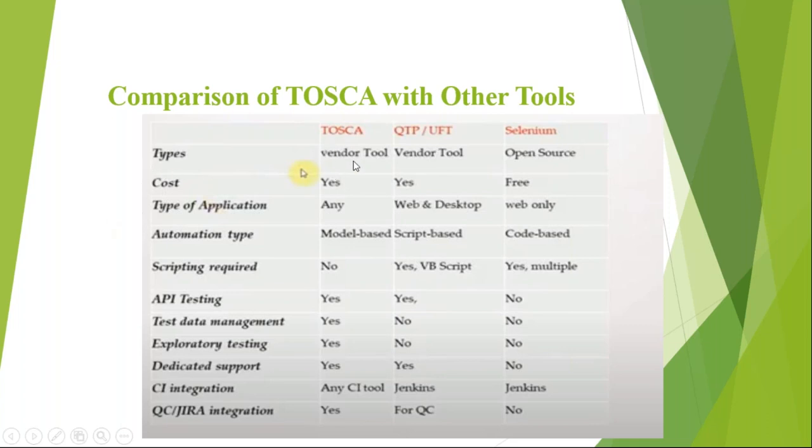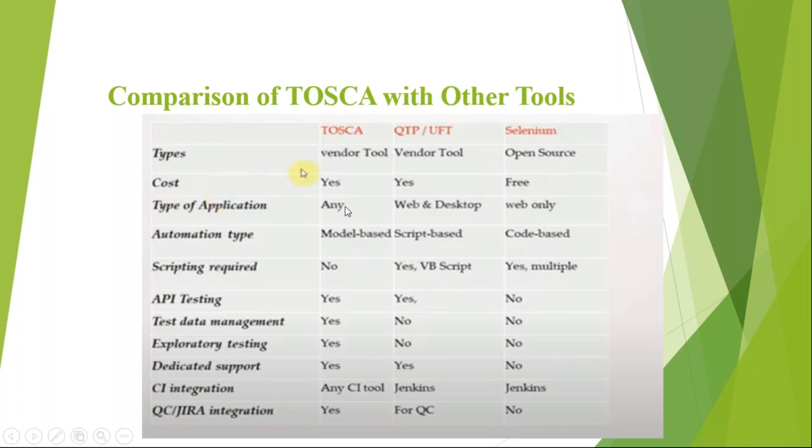Cost. Obviously, Tosca is a license tool, so a cost is required. QTP also requires a cost. We need to buy the license. Selenium is free of cost, it is open source. And for the type of application support, Tosca will support any kind of application. We don't have any restrictions here. Whereas QTP, or UFT, will support only web and desktop applications. Selenium supports only web applications.